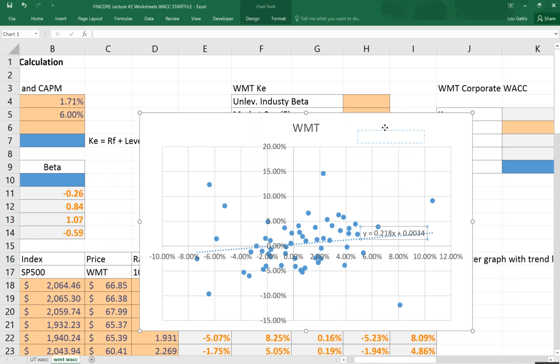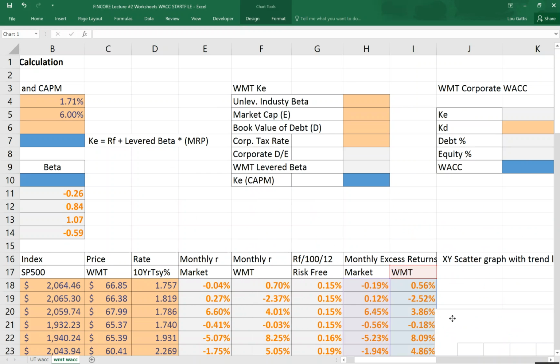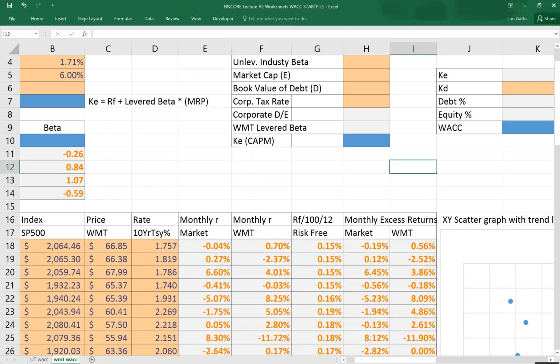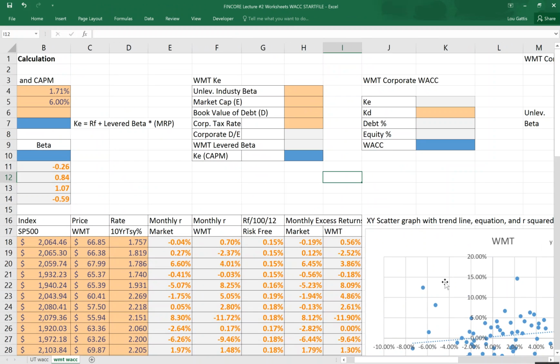So what this tells me is that the trend line is equal to the regression line, or regression equation, y equals 0.218 times x plus a constant 0.0034. Now y is the excess return of Walmart. X is the excess return of the market. So what this says is historically the return on Walmart is 0.218 times the return of the market. I'm going to put that over here. So that number, 0.218, is the beta over the last 5 years.